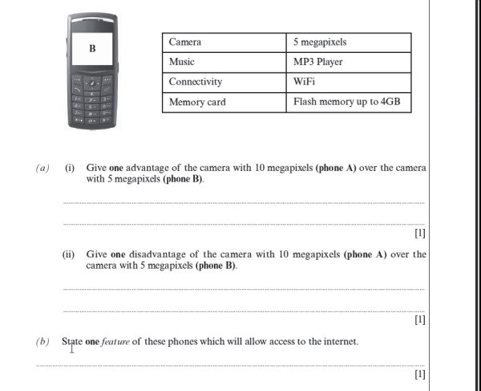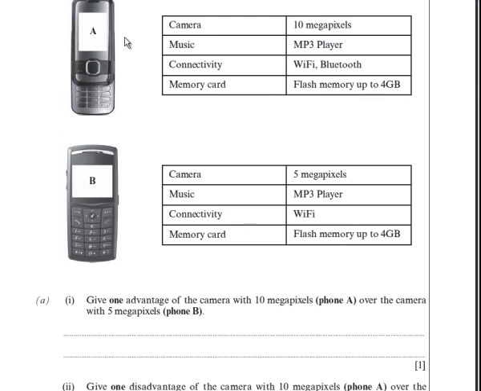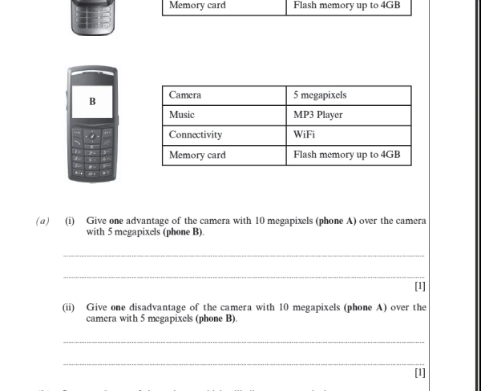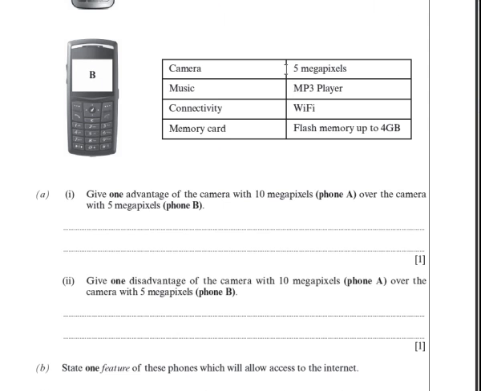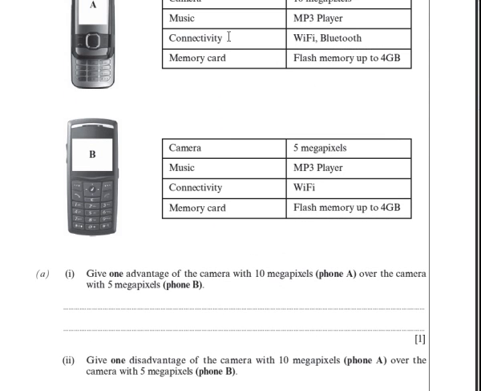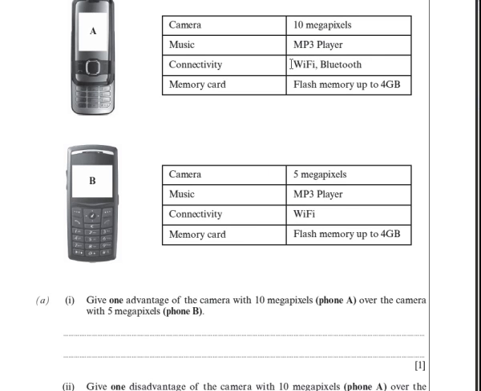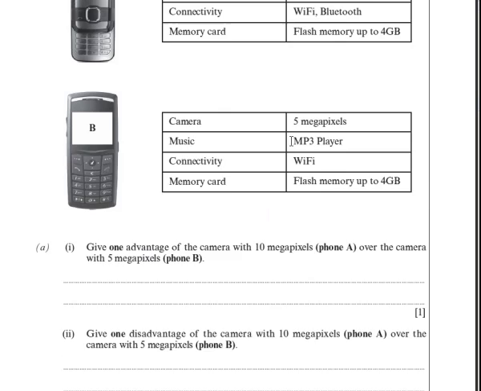Question B. State one feature of these phones which will allow access to the internet. So you can see, pretty straightforward question. Which feature from the phones are going to allow them to access the internet? So your answer here is going to be the Wi-Fi feature would allow them to connect to the internet via a wireless network.